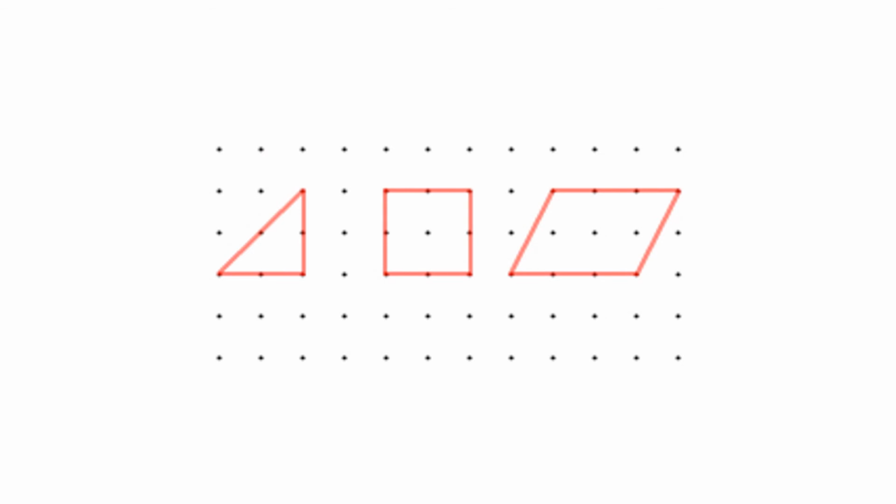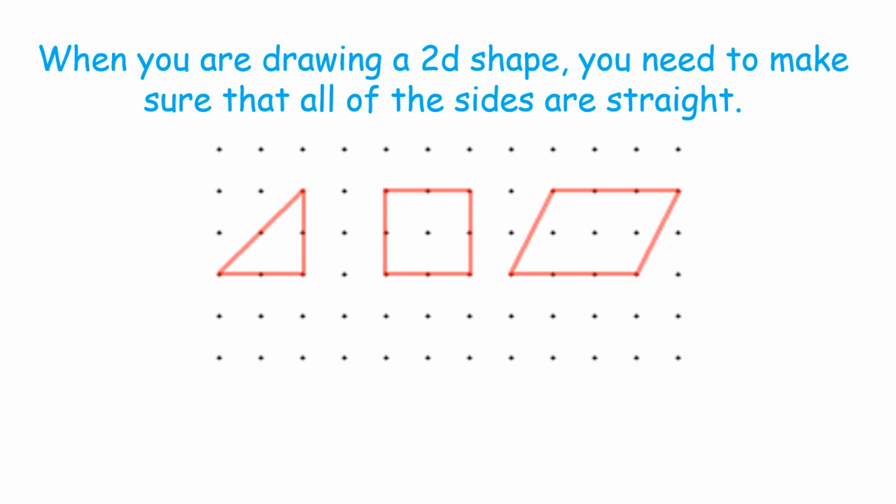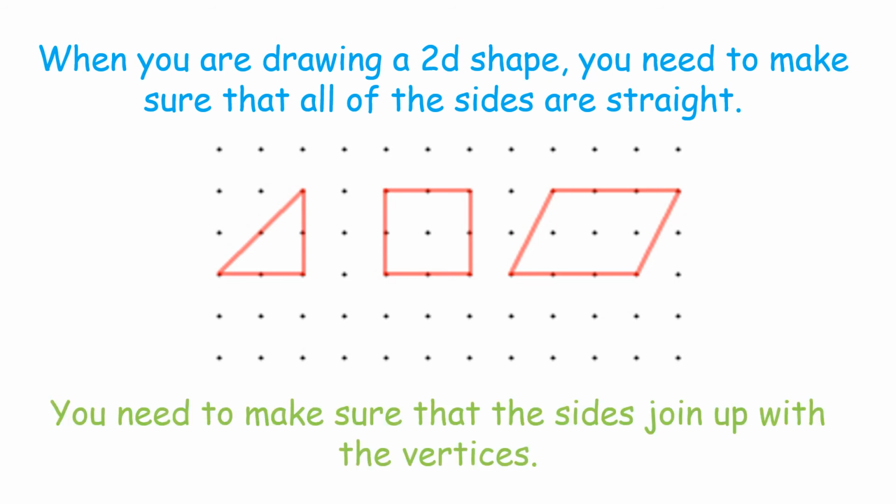So here you can see some different 2D shapes that have been drawn using some grid paper. Which 2D shapes can you see? We have a triangle, a square, and a parallelogram. When we're drawing a 2D shape, we need to make sure that all of the sides are straight. We also need to make sure that the sides join up with the vertices. So that means they are accurately drawn.